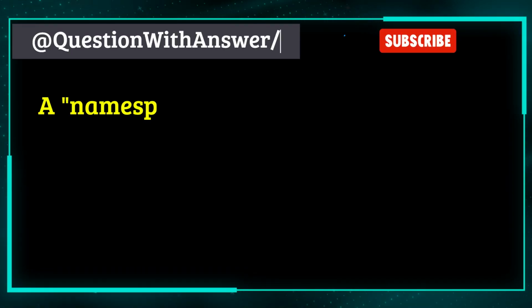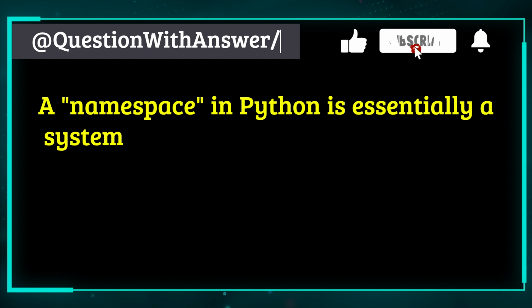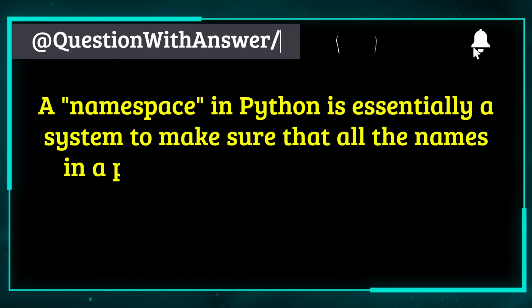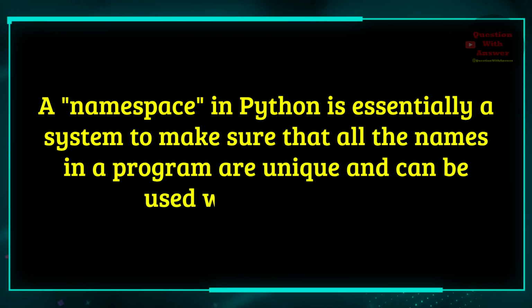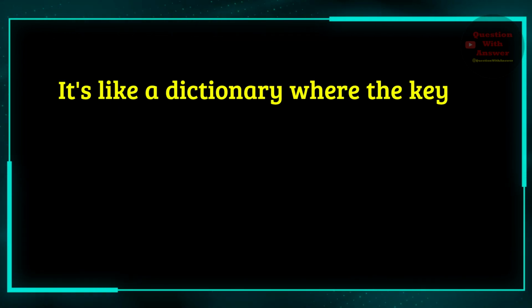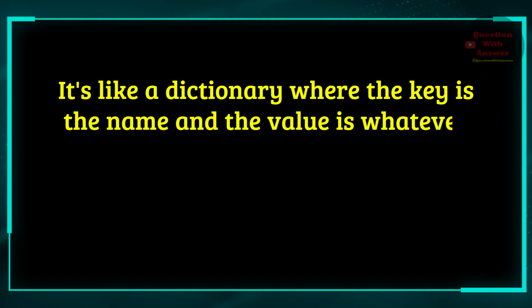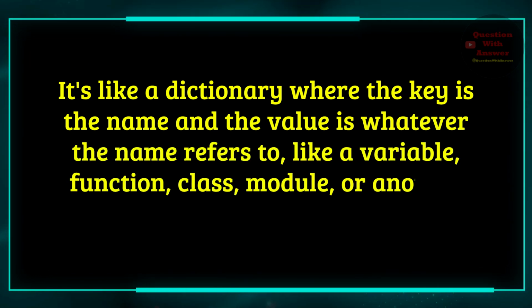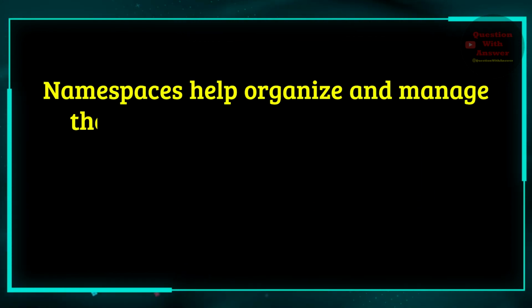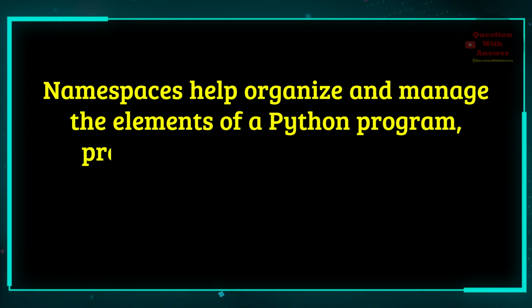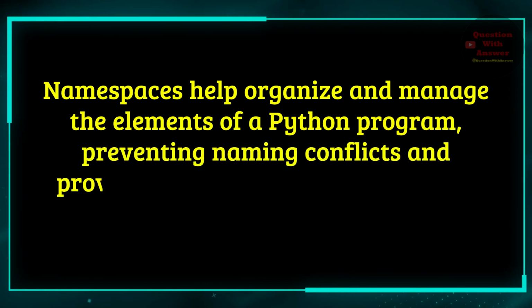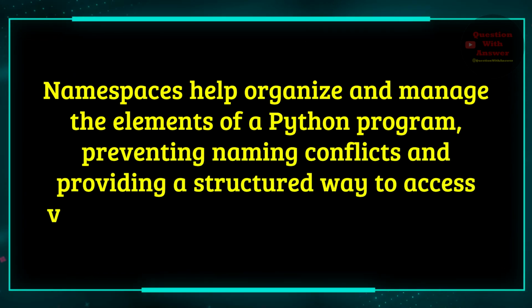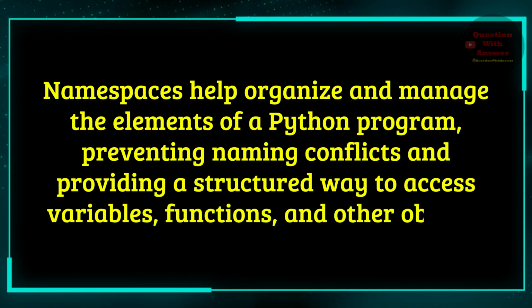A namespace in Python is essentially a system to make sure that all the names in a program are unique and can be used without conflict. It's like a dictionary where the key is the name and the value is whatever the name refers to, like a variable, function, class, module, or another namespace. Namespaces help organize and manage the elements of a Python program, preventing naming conflicts and providing a structured way to access variables, functions, and other objects.